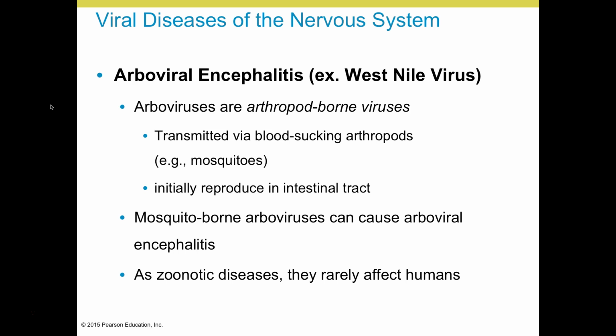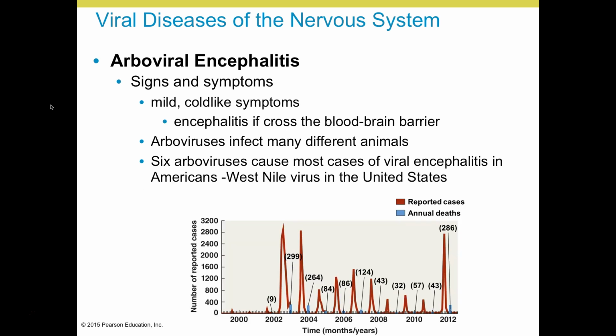Your West Nile virus, also known as your arboviral encephalitis. Okay, they are arthropod-borne viruses. They are pretty much transmitted via mosquitoes, and they start reproducing in the intestinal tract. The mosquito arbovirus can cause the encephalitis, and even though they are zoonotic diseases, they rarely affect humans, mostly horses. As you can see here, we have 6 different arboviruses.